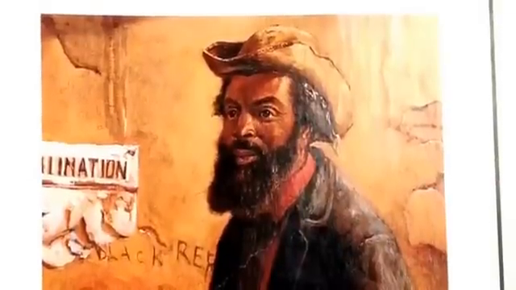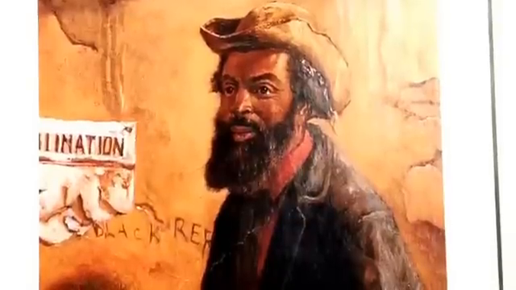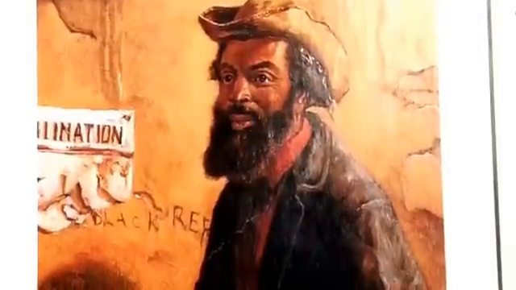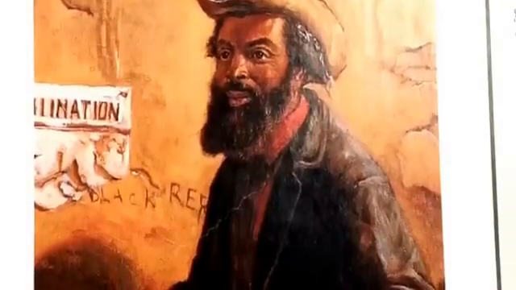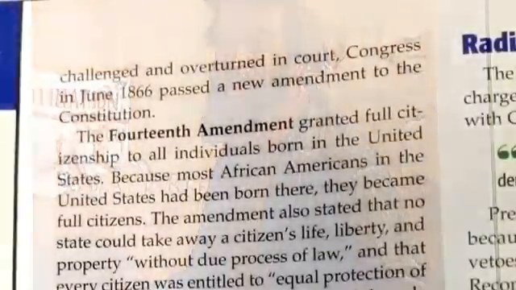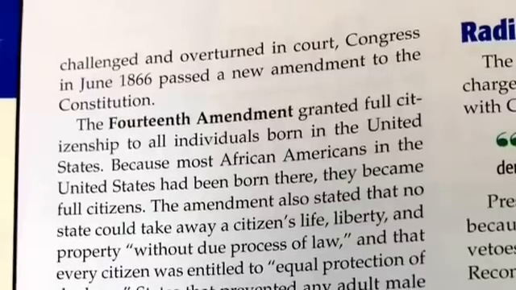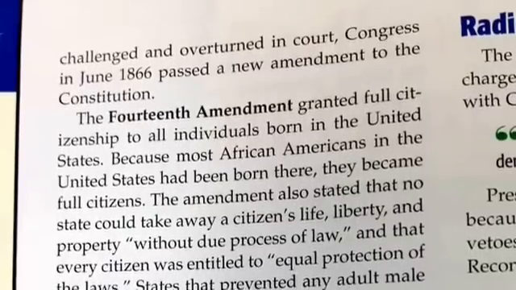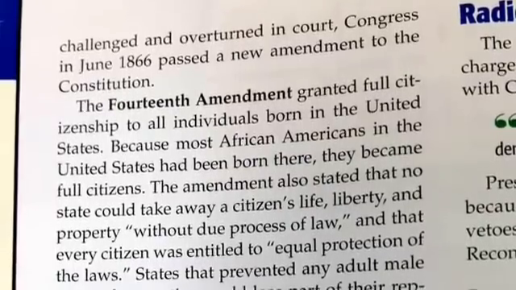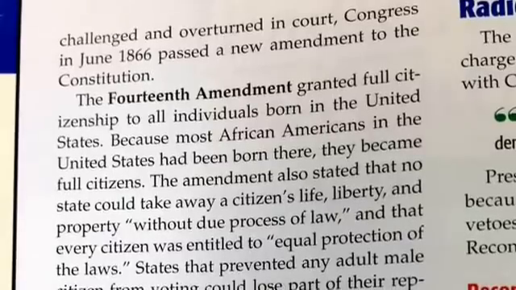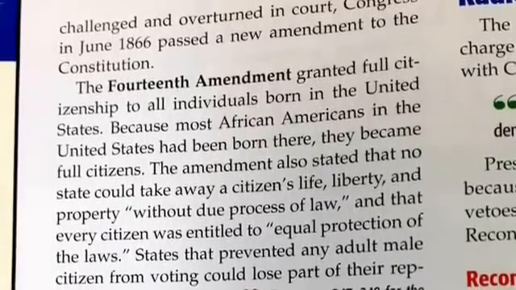Congress wanted to ensure that African Americans would not lose the rights that the Civil Rights Act granted. We're talking about the Civil Rights Act that ended slavery in 1866. Figuring it might be challenged and overturned in court, Congress in June 1866 passed a new amendment to the Constitution. The 14th Amendment granted full citizenship to all individuals born in the United States. Because most African Americans in the United States had been born there, they became full citizens.